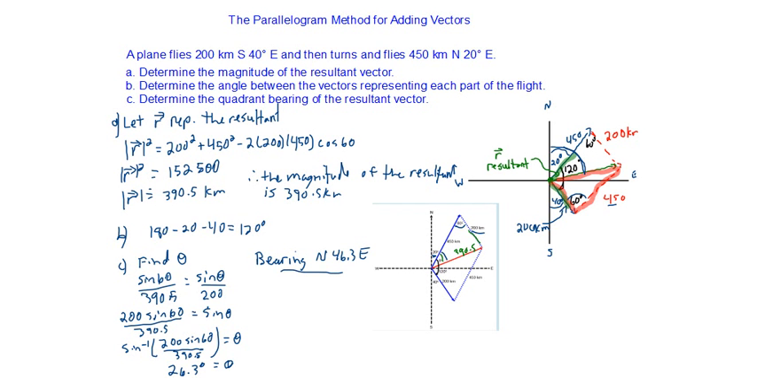So that's how we can add two vectors without going tip to tail, but just using a parallelogram. So just a little bit of trigonometry, really.